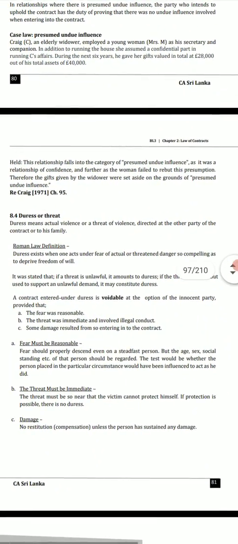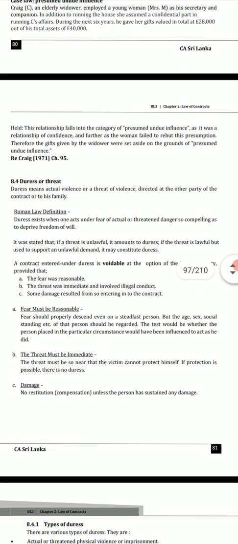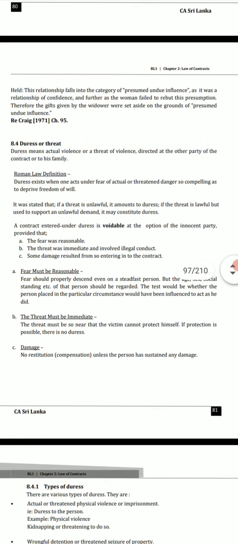So duress, or threat. Duress means violence or threat of violence directed by the other party or their family. In the Roman law definition, it exists where there is fear of actual threatened danger, compelling one to be deprived of freedom of will. These types of contracts are voidable because of the fear, and the threat must be immediate, done by illegal conduct, and there should be some damage.